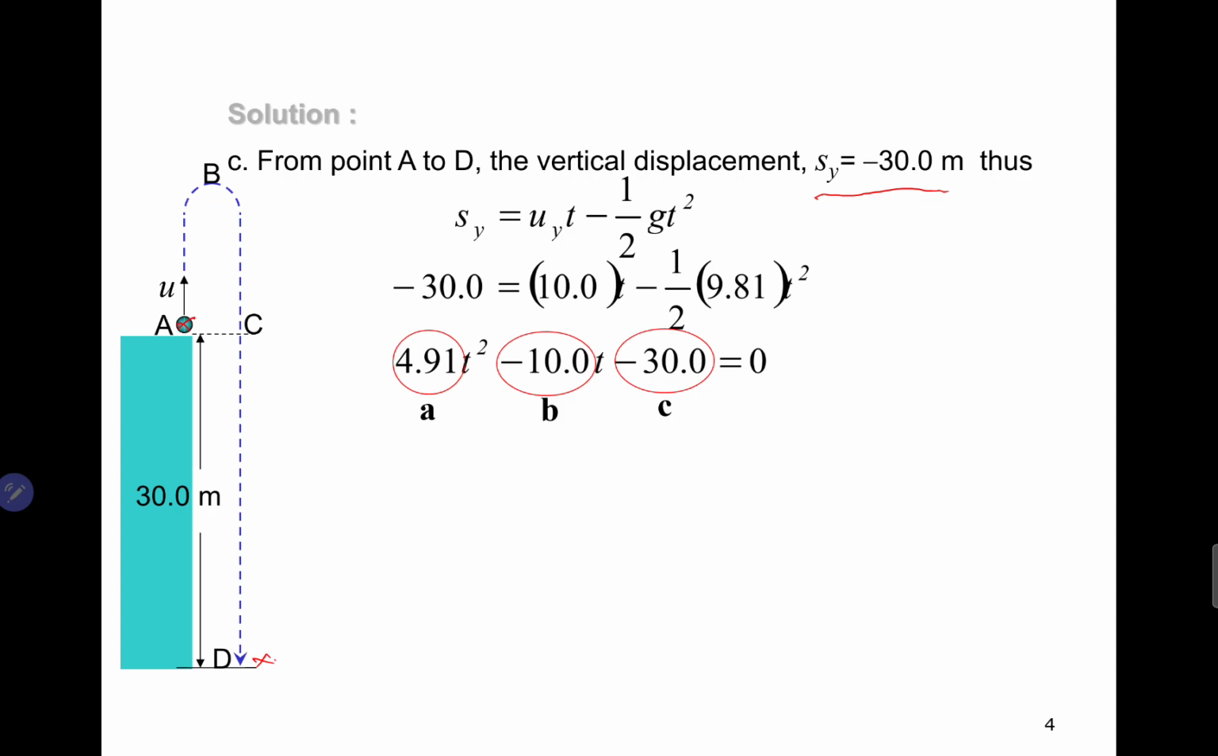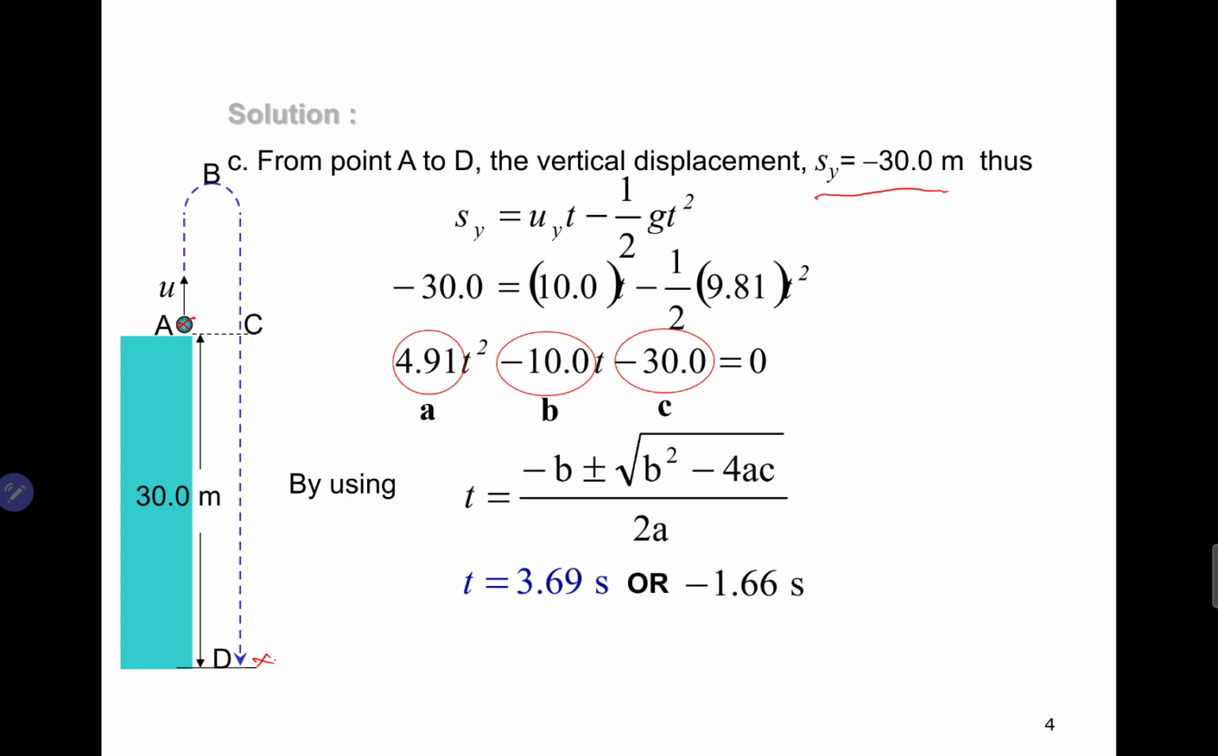From there we can determine the value of T: negative B plus or minus the square root of B square minus 4AC, over 2A. Solve it and you will have two answers. We will choose 3.69 seconds, because time doesn't have a negative value. So done, A to D.